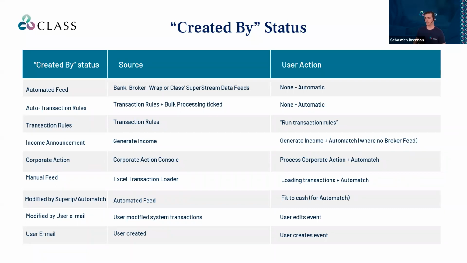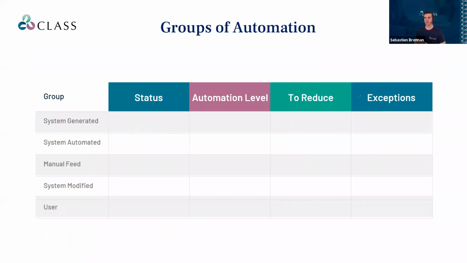What we've done in the next slide is just summarize that into different groups, so it's a bit easier to understand, and we're going to focus on those groups. So again, the way to read this, we'll go through the first one together. So these statuses are the same status as we saw before, but we've just grouped them.